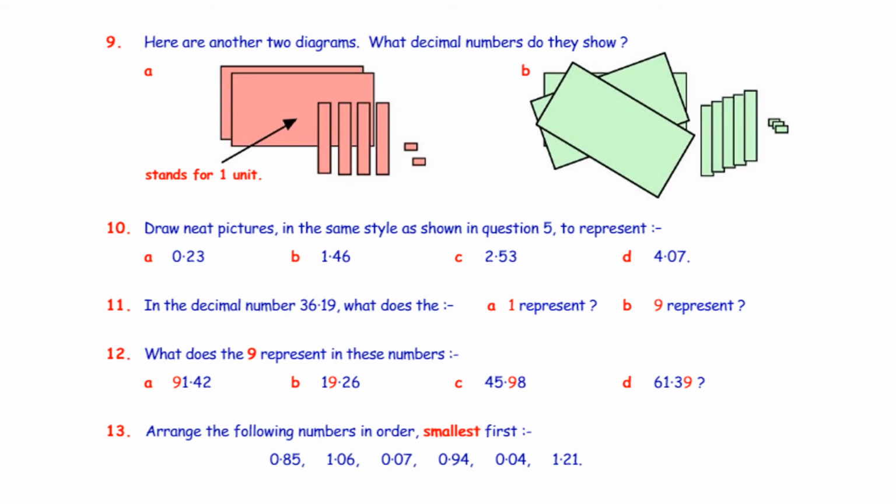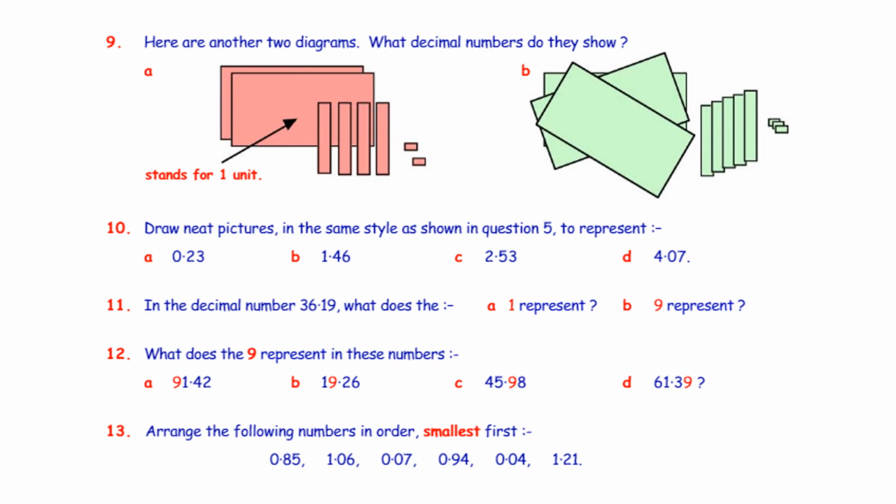Okay, so moving on to question 9. Very similar. What do these show? What are these as decimals? Now, just to let you know, it is exactly the same. There's wholes, there's tenths, there's hundredths. They're just different shapes. Okay? So there's 2 wholes there in A, there's 4 tenths, and there's 2 hundredths.